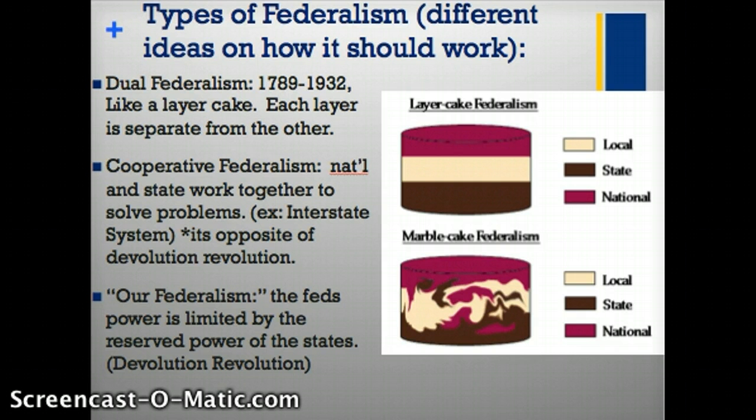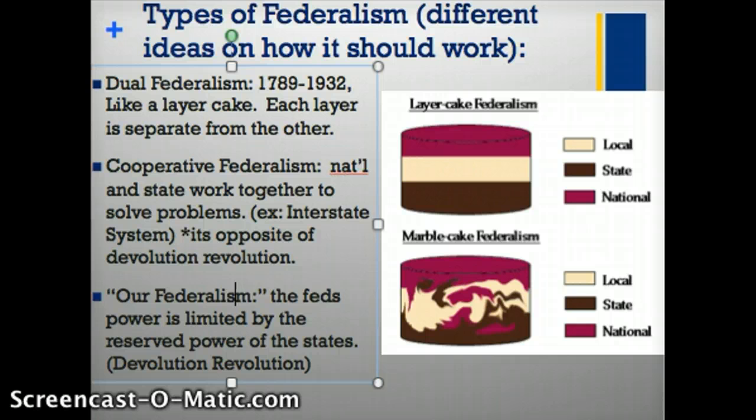Pretty clear. Now we can compare dual federalism to layer cake federalism. You see this image right here for layer cake federalism, where your national government is clearly separate from your state government's powers. That changed in 1932. Think about what's going on historically in 1932. Yes, the Great Depression. The Great Depression required the federal government to become more involved in states' matters, and it's really something that hasn't changed.